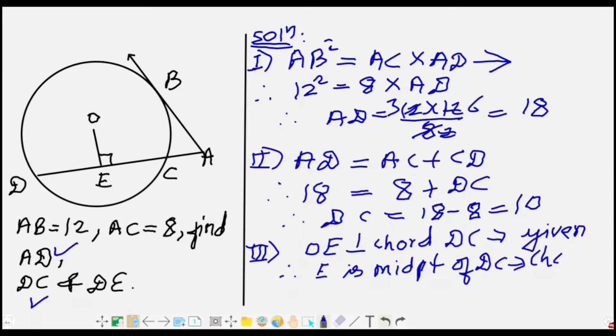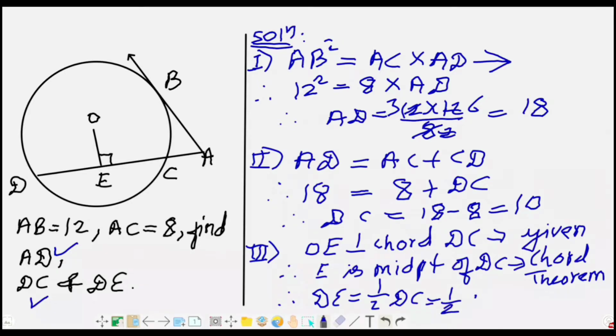Last year in the 9th standard you have done the chord theorem. You know what the chord theorem is? A perpendicular drawn from the center to the chord bisects the chord. OE is perpendicular to the chord from the center O, so it bisects the chord. So E will be the midpoint of DC. Therefore, your DE will be half of DC. DC is 10, so your DE will be 5. In this way you got the third distance also.